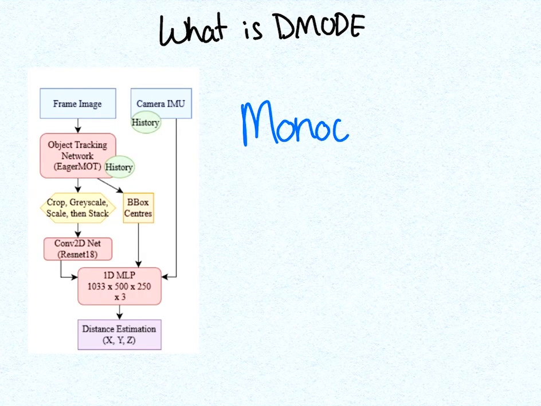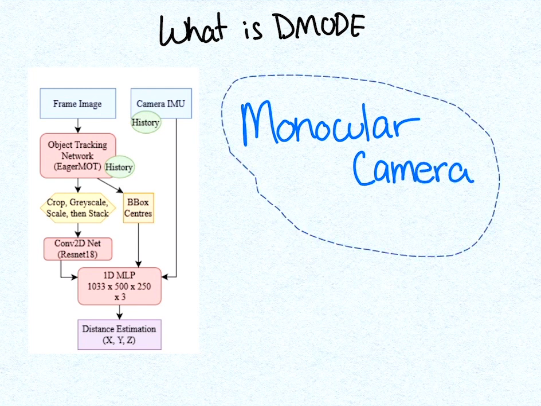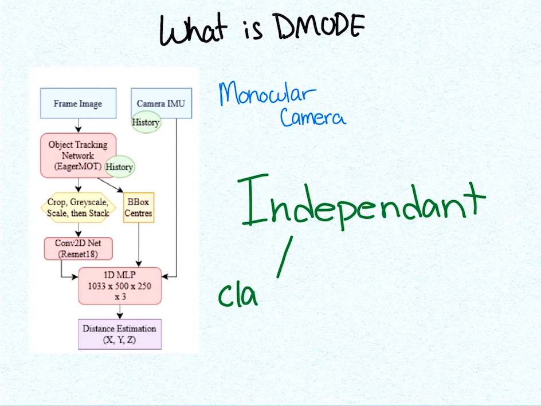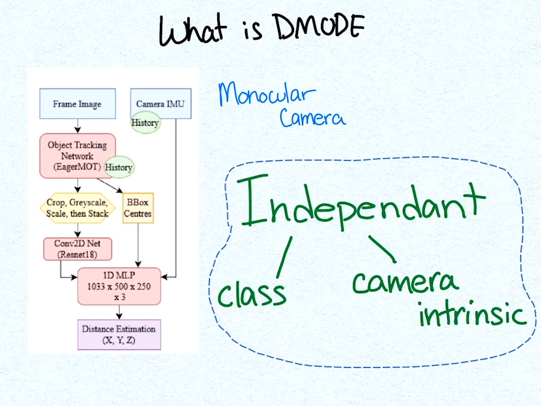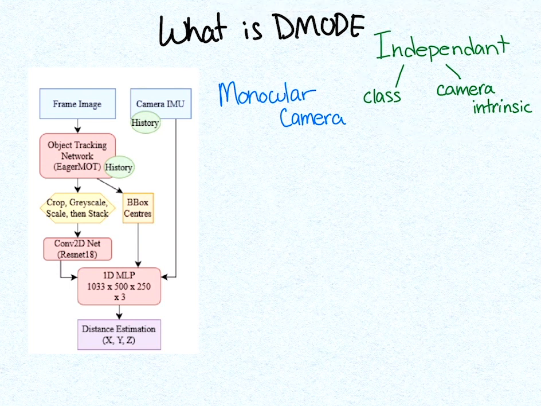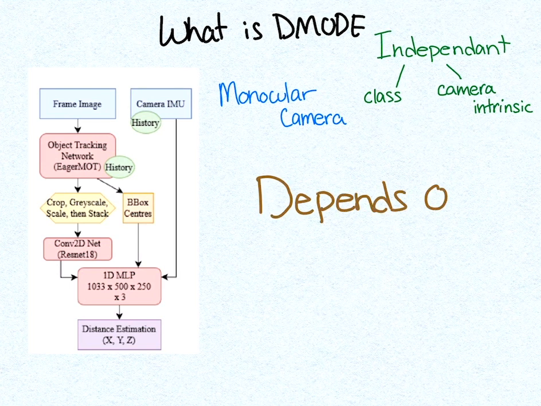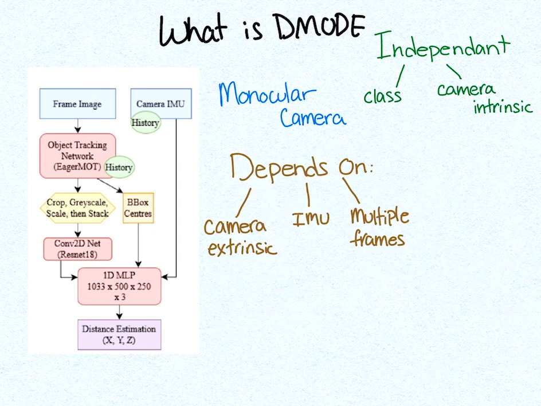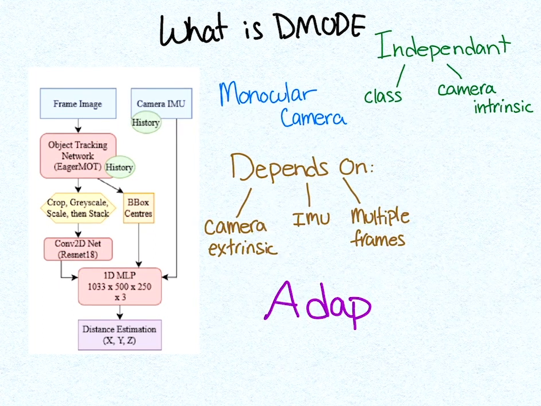What is DMODE? DMODE uses only a monocular camera. It is independent from object classes and camera intrinsic parameters, and it only requires camera extrinsic parameters, IMU data, and then training classes. So it is adaptable to different object tracking networks, and we can use transfer learning to enhance multi-class estimation.